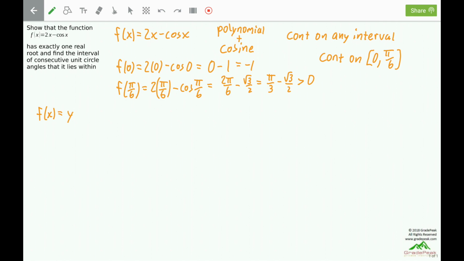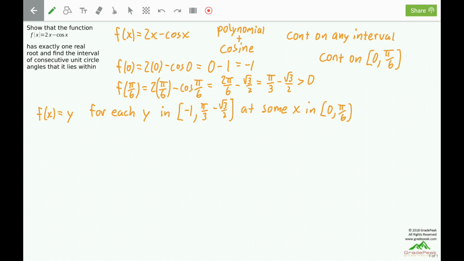The conclusion of the intermediate value theorem is f of x equals y for each y in the closed interval involving the function evaluated at each of the endpoints, and that will be these two numbers, always writing the lesser one first, that'll be the negative 1, and the greater one second, pi over 3 minus square root of 3 over 2, at some x in the closed interval of 0 to pi over 6.